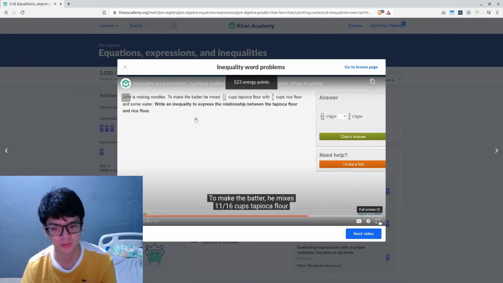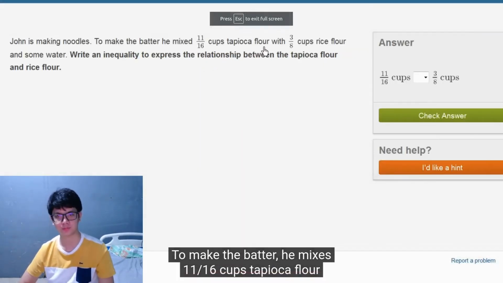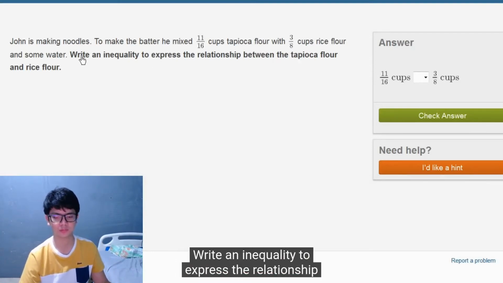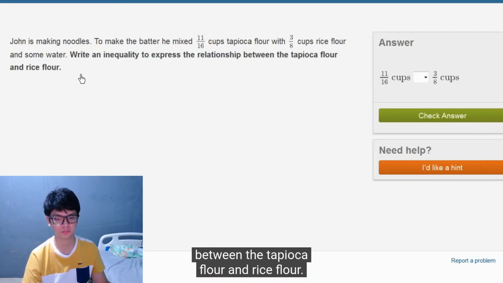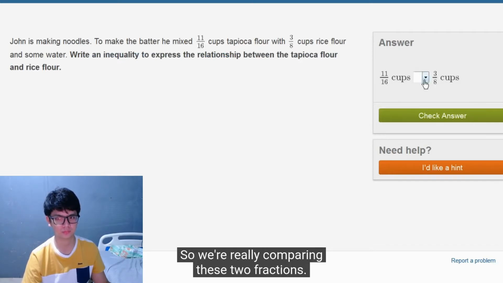John is making noodles. To make the batter, he mixes 11/16 cups tapioca flour with 3/8 cups rice flour and some water. Write an inequality to express the relationship between the tapioca flour and rice flour. So we're really comparing 11/16 cups of tapioca to 3/8 cups rice flour. So we're really comparing these two fractions.